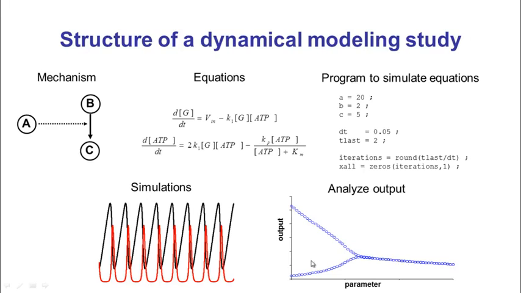So by running these types of simulations where you vary a parameter and you analyze the output, you can gain insight into how the behavior of the system changes under different conditions. So this is the general structure of a dynamical modeling study, from mechanism to equations, to a program that simulates the equations, to simulation results, and then to analysis of the output.